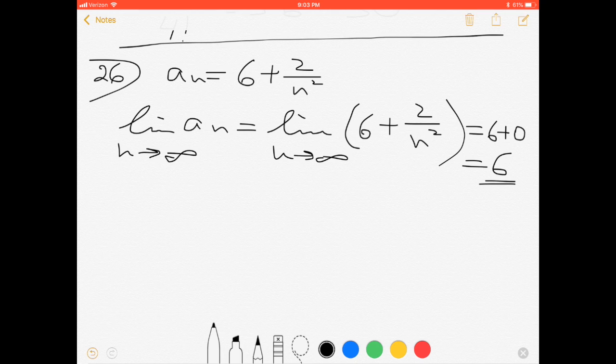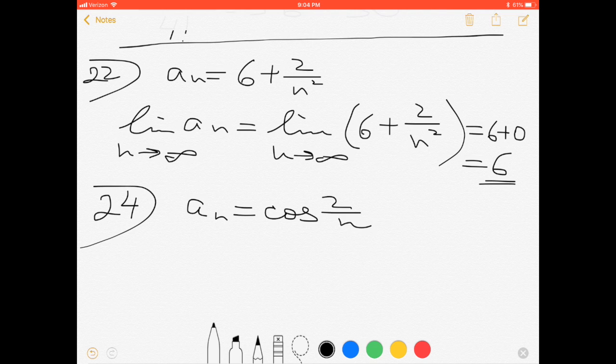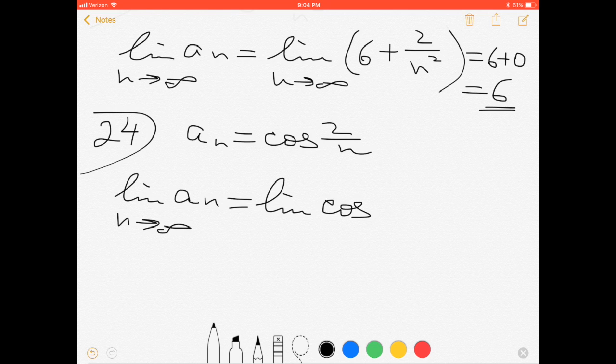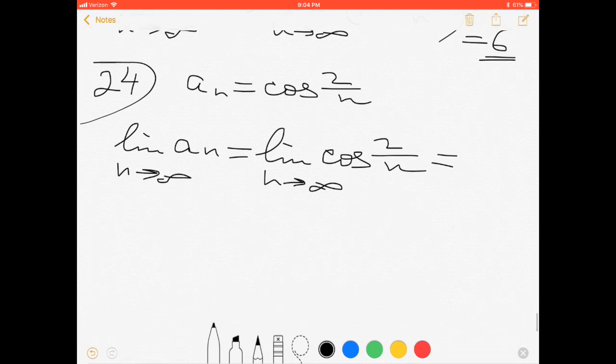It will be your answer. One more. Oh, I'm sorry, it's not 26, it's 22. The 22nd question was this. 24. You have your sequence a_n equal to cosine of 2 over n. Okay. Try solving. We have the limit of a_n as n approaches infinity. It will be the limit of cosine of 2 over n as n approaches infinity.